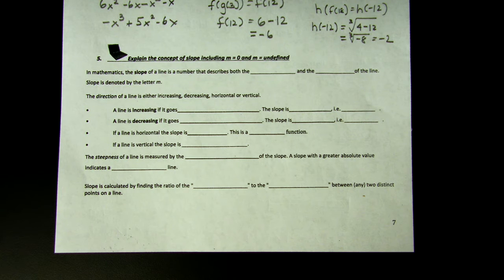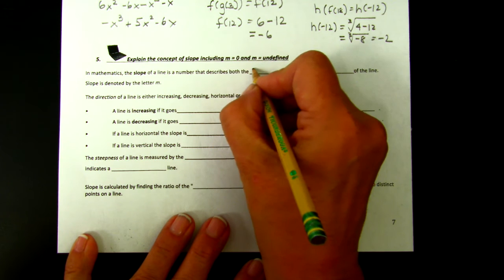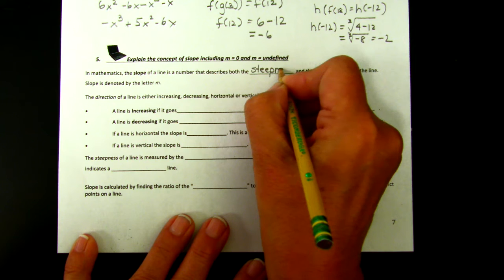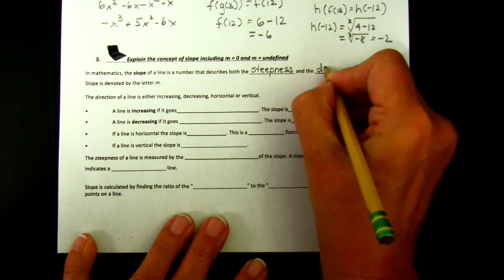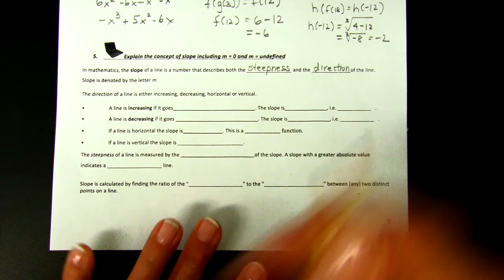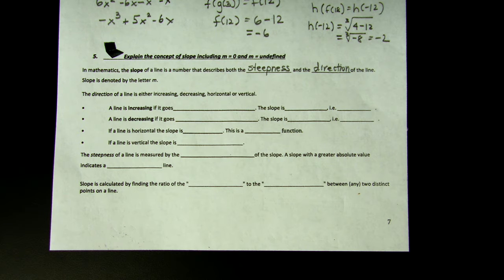It describes both the steepness of the line and the direction of the line. And we know that slope is denoted by the letter m. So the direction of a line can be either increasing, decreasing, horizontal, or vertical. Okay?